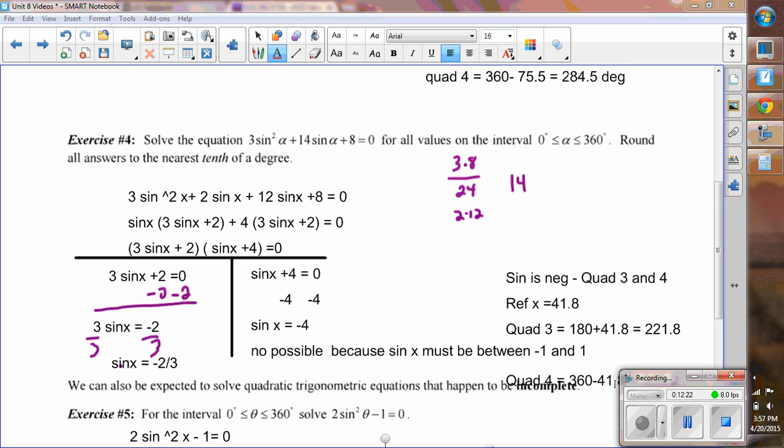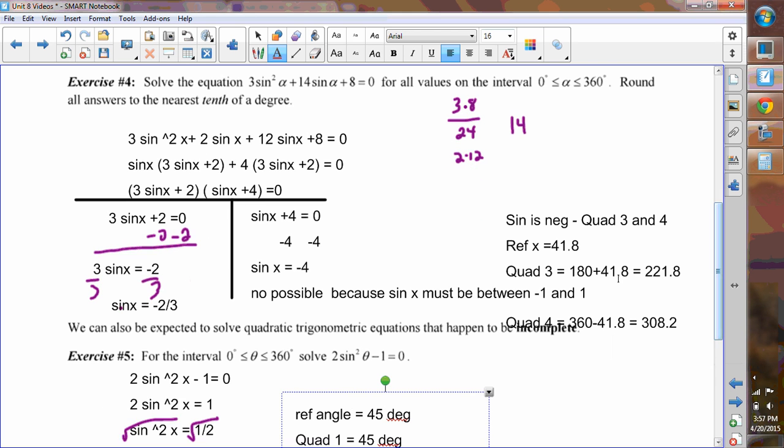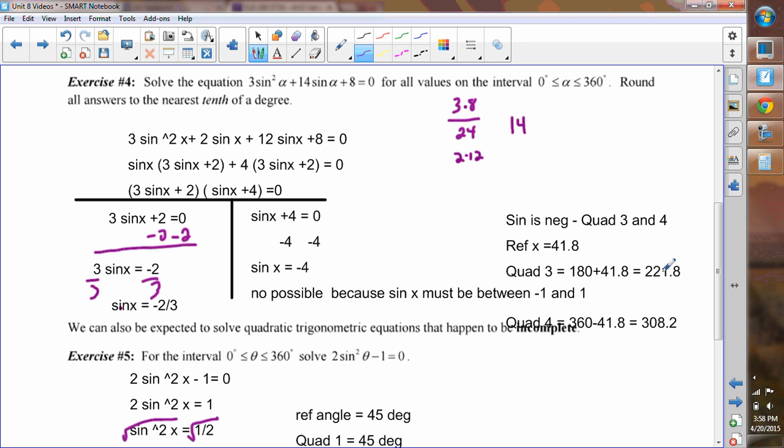Okay, so the answer to this, you got the reference angle is 41.8. So then we have to find the answer in quadrant 3 by adding 180. So we get 221.8. And the answer in quadrant 4 by subtracting from 360, you get 308.2. So these two answers are the answer to the question.